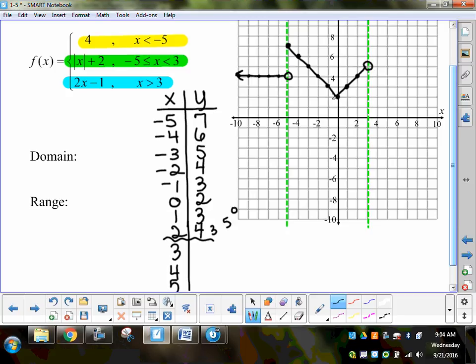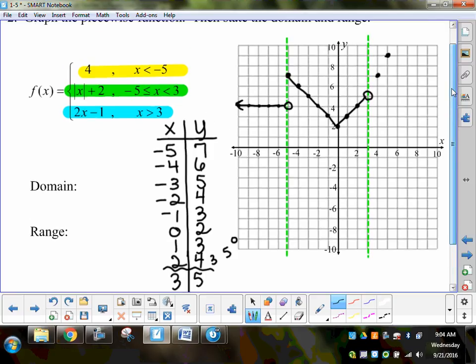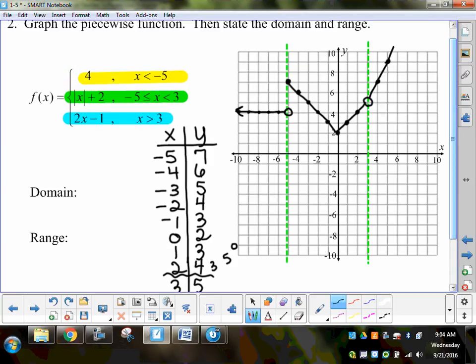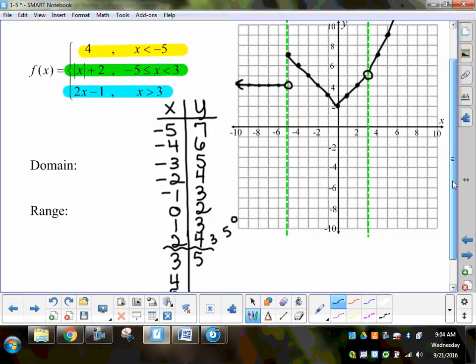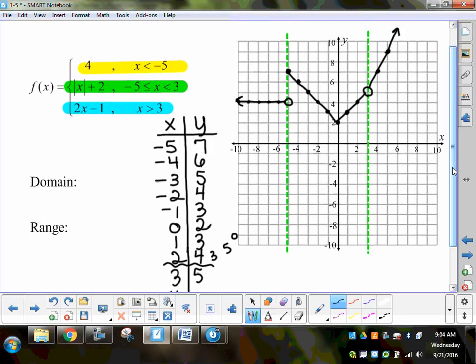This one here, when I plug a 3 in, you got 2 times 3 minus 1, which would be 5. Again, and this would be open. It's got a slope of 2, so go up 2 over 1. So that would be what the rest of this is, you could get it from a table or not. Yes, because at 3, am I graphing either one of those pieces? No. So let's look at what's there.